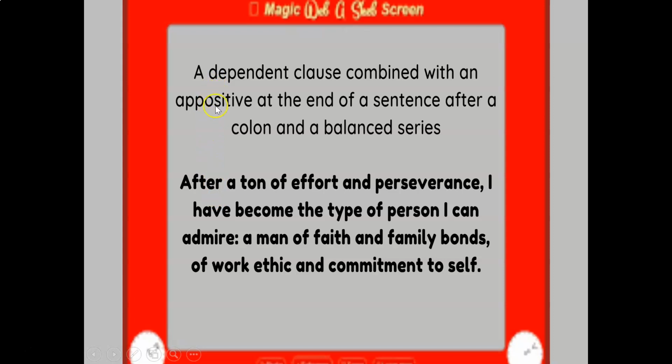A dependent clause combined with an appositive at the end of a sentence after a colon and a balanced series. After a ton of effort and perseverance, I've become the type of person I can admire: a man of faith and family bonds, of work ethic and commitment to self.